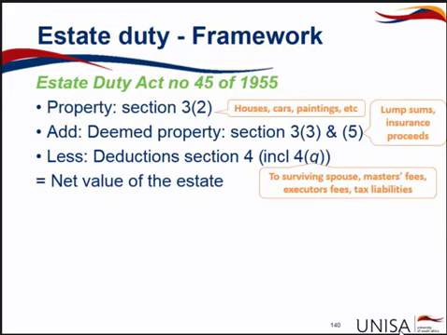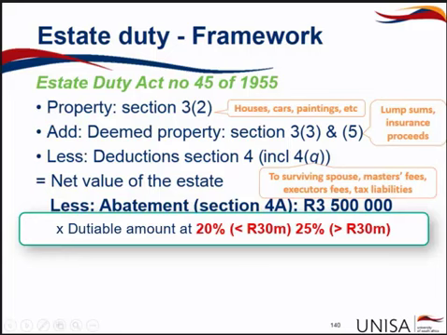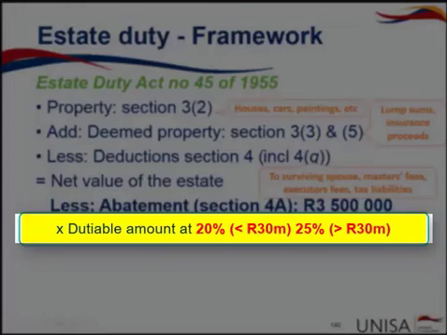From the net value of the estate, each deceased estate is entitled to a maximum abatement of 3.5 million. Just remember that if the person that is deceased had a previous spouse that was deceased before them and they did not use the full 3.5 million abatement, then whatever they didn't use can be added to, in essence, the second spouse that passed away's abatement and reduce their estate that way. Once we've applied the 3.5 million abatement, if there's anything left, estate duty is levied.